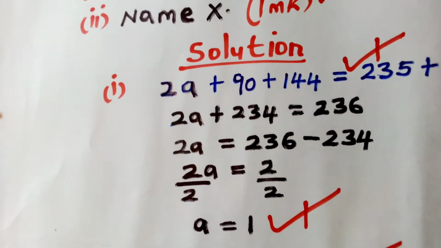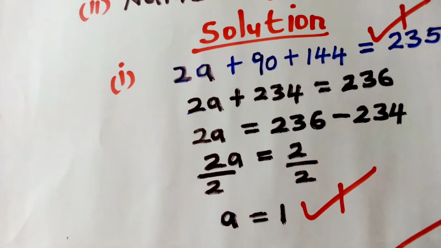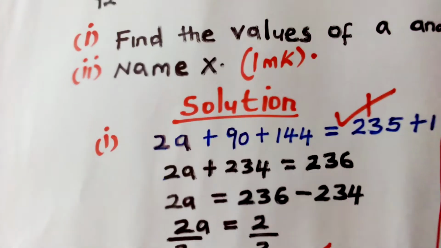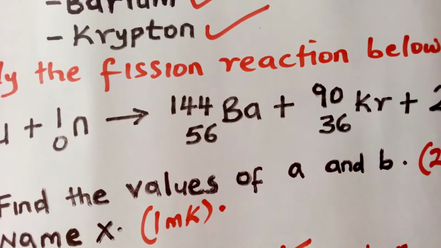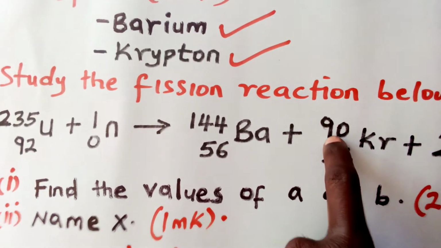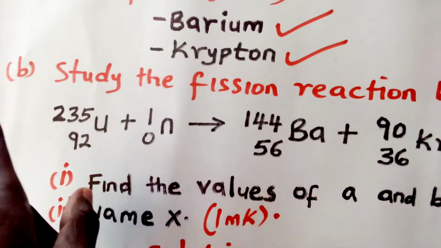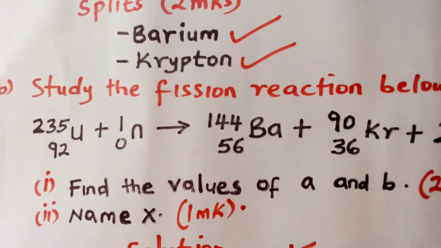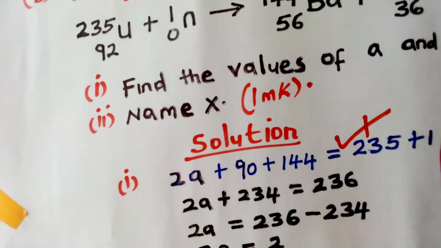Okay? Now, does the answer have units? No. Why doesn't it have units? Look at where A is. A is up here. It is just like this one is up. Do they have any units? No. So you just write the answer. You have got A is equal to 1.